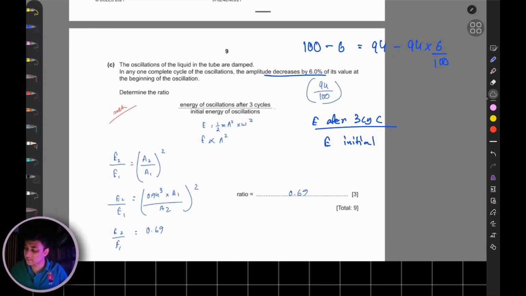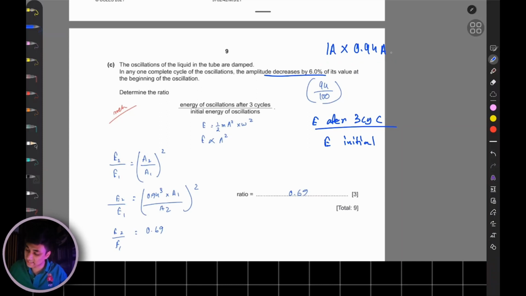The easier way to say this is, let's say I have an amplitude of 1 meter. It's going to decrease to 94% of the original value because the decrease is 6%. So what is 100 minus 6? It is going to be 94%, right? So you have 1 meter of amplitude, it becomes 0.94 A. After another oscillation, it further decreases to 94% of this value.